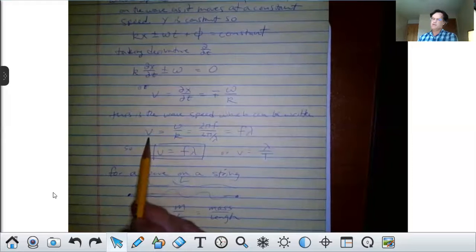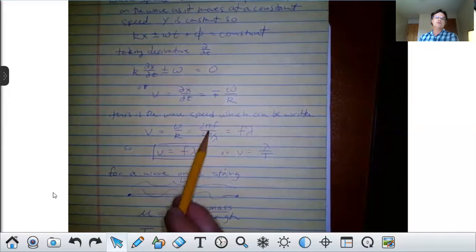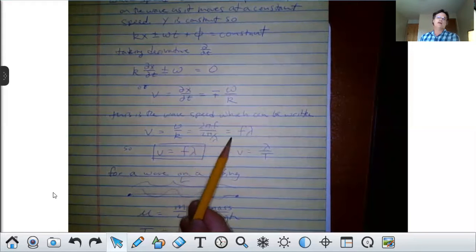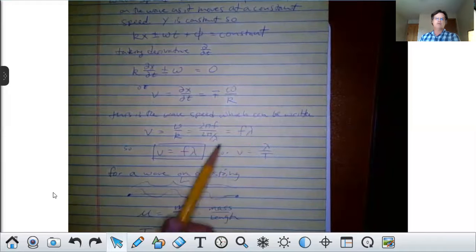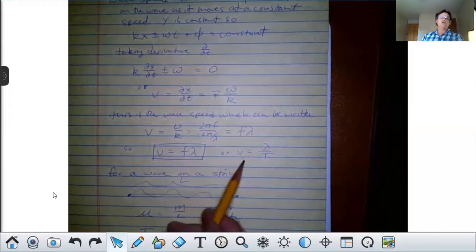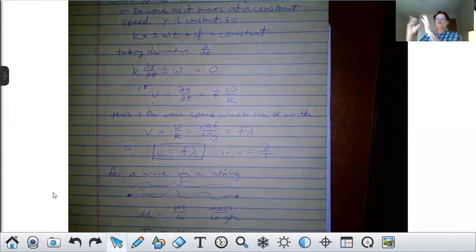I can also write the wave speed not just as omega over k, but in terms of frequency and wavelength. Just plugging in those definitions of omega and k, I find that the wave speed is frequency times the wavelength. v equals f lambda. You could also use that the frequency is 1 over the period and write it as lambda over T, which makes sense. It's the distance that one wave travels in one period. Just take distance over time.